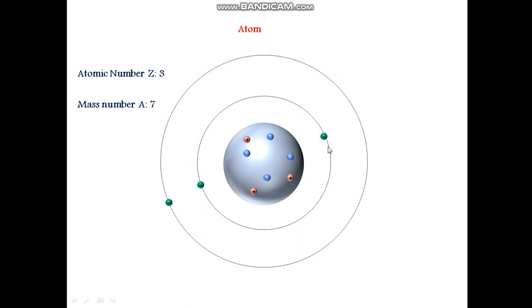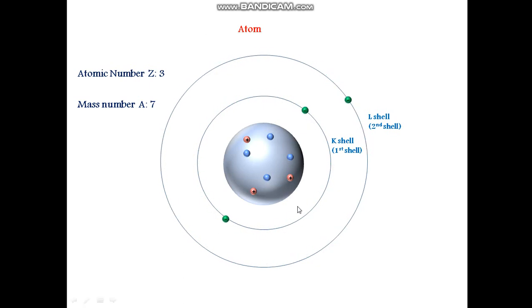The first orbit, which is nearer to the nucleus, is called K shell. The second orbit is called L shell. The third orbit is called M, fourth is called N, and so on.